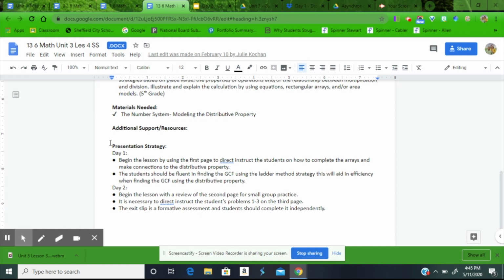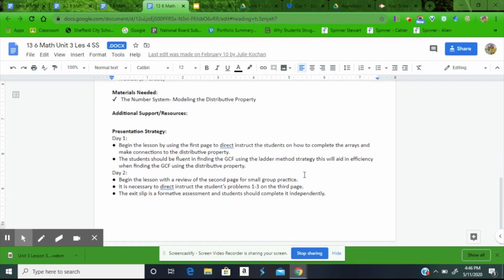We're going to focus just on day 1 in this lesson in training today. Day 1 has us to begin the lesson by using the first page for direct instruction on how to complete the arrays and make connections to the distributive property. Students should be fluent in finding the GCF using the ladder method strategy. This will aid in efficiency when finding the greatest common factor using the distributive property. And then if you look on down, you'll notice here that they also have day 2's presentation strategies as well.